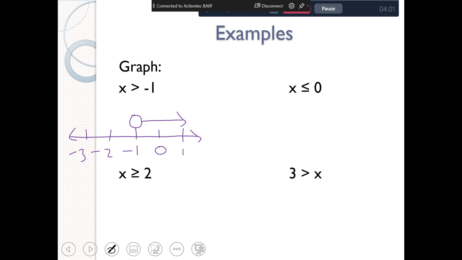So this next one here, draw my number line, and I put 0 in the middle because that's what we're looking for. 1, -1, -2. All right, so is this going to be a closed or open circle? Closed because it has an equal to, and it's less than, so it's going to go to the left.